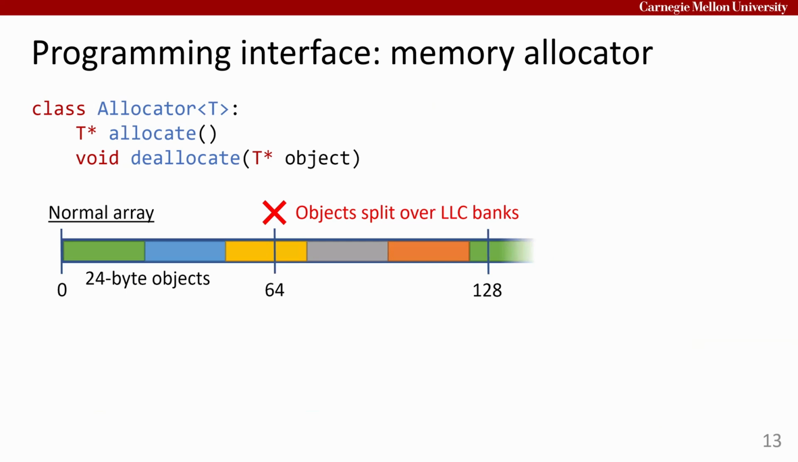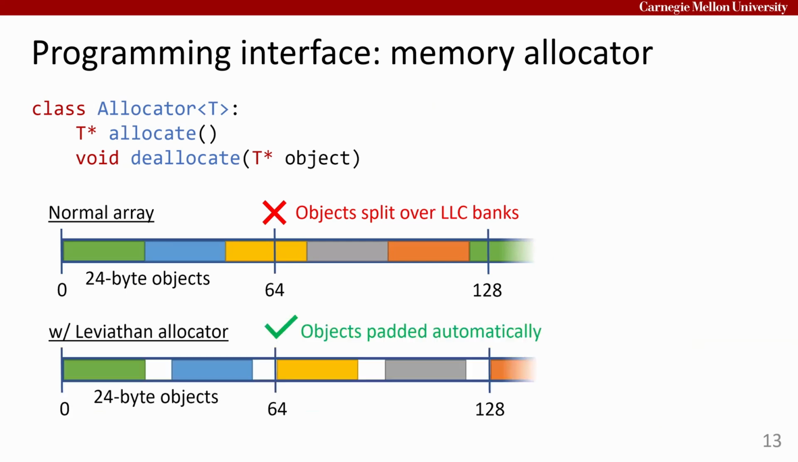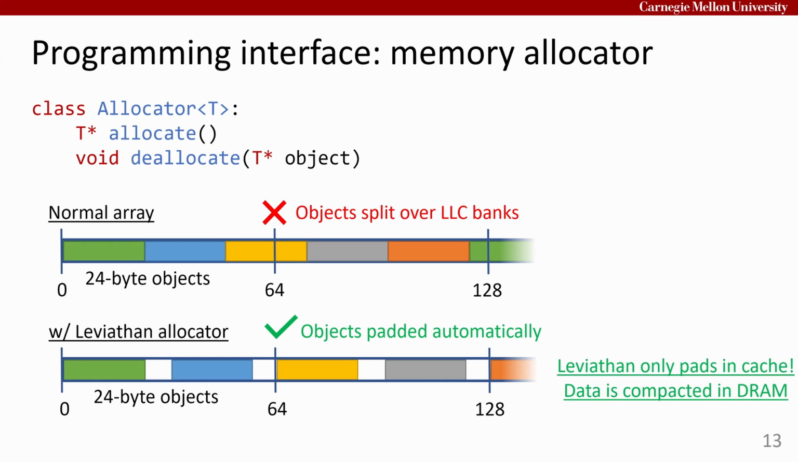Earlier, I showed why it's important for objects to not split across cache lines. One of the roles of the allocator is to automatically pad objects to avoid the splitting. Later, I will also show how we enforce locality for objects larger than a cache line, with additional hardware support. And importantly, objects are only padded in the cache. See the paper for details on compacting objects in main memory.